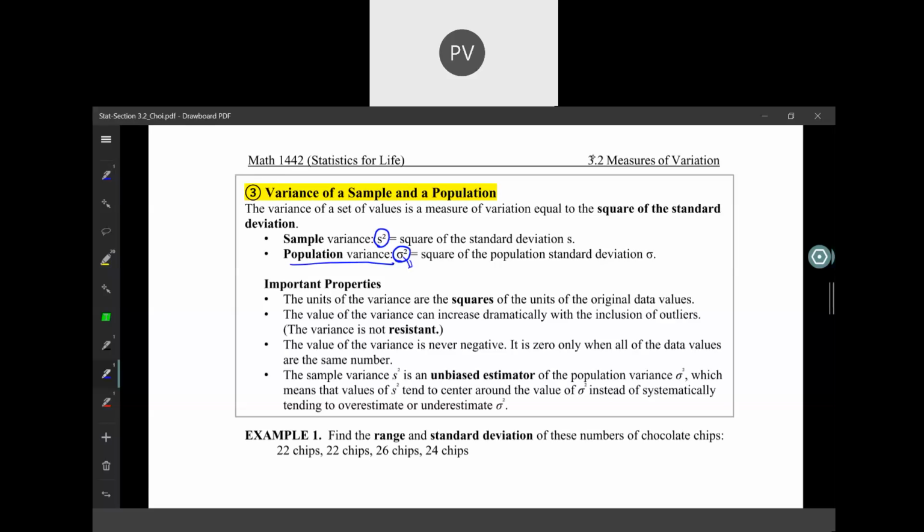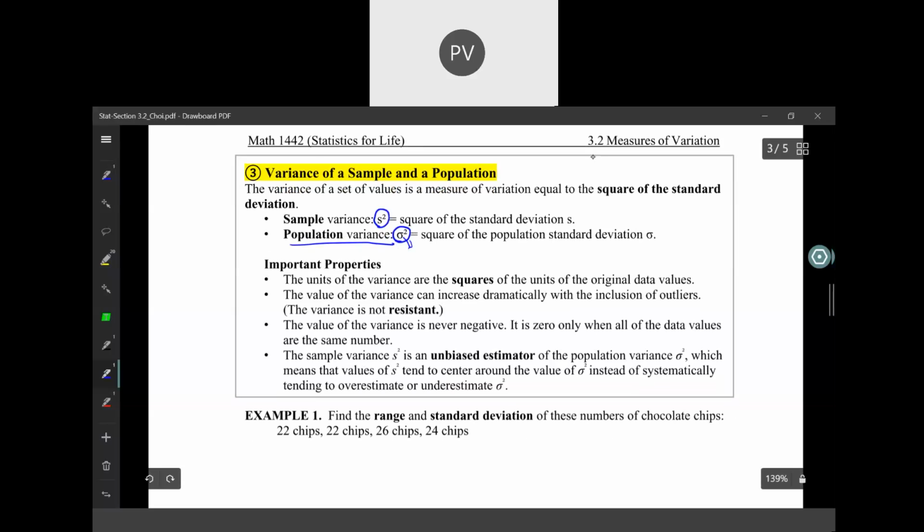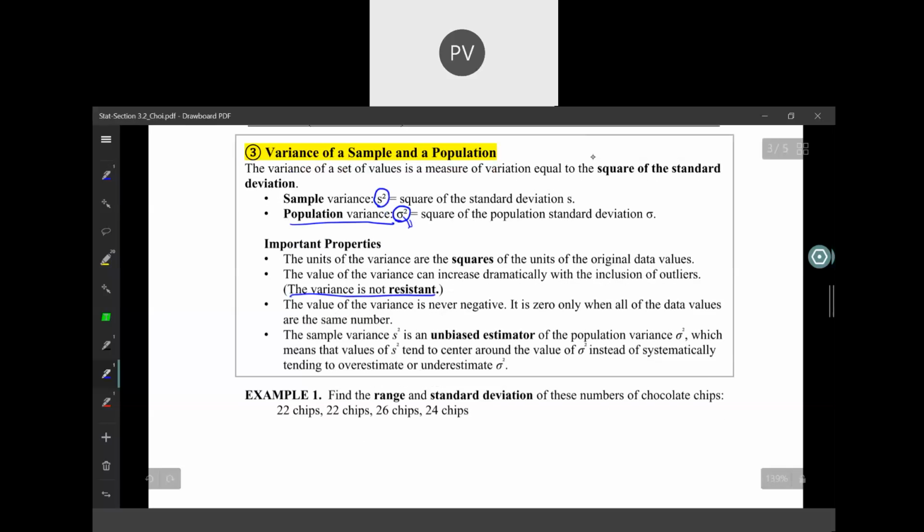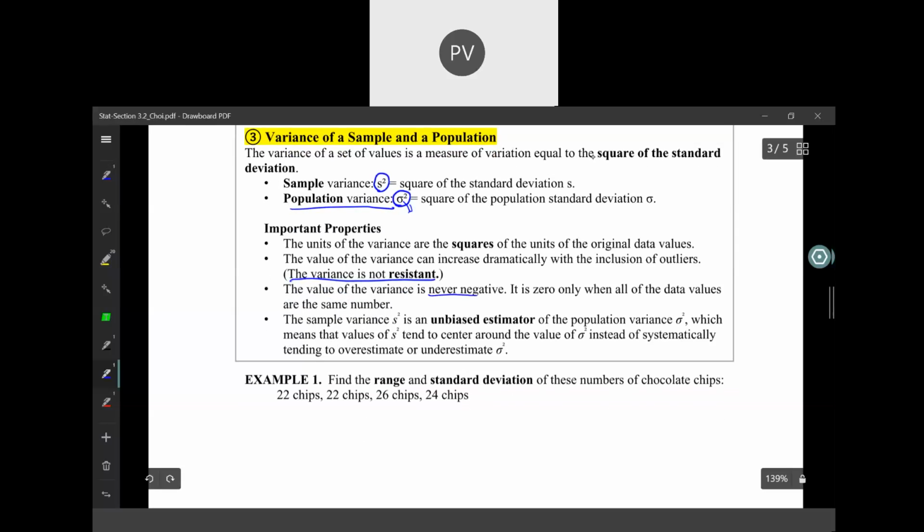Again, the variance is not resistant, which means in the presence of an outlier the result varies. And it cannot be a negative number because it is the square of a standard deviation. Standard deviation is always positive, right? So the square of a positive number will always be positive.